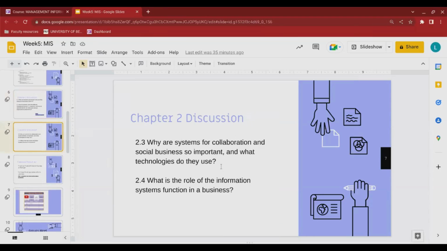All right, so question number 3 is going to go to group 3. That's Jalen, Gabriel, Deona, Zulmi, and Karen. Are you there? All right, so it says, why are systems for collaboration and social business so important, and what technologies do they use? All right, group 3, Jalen, Gabriel, Deona, Zulmi, and Karen.